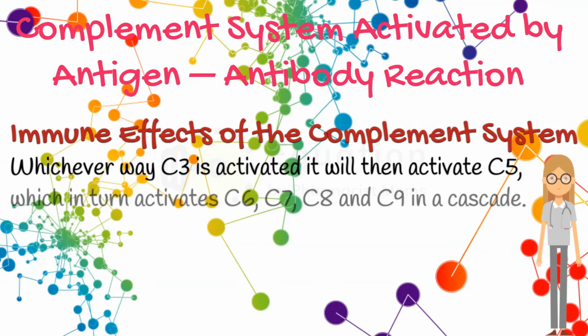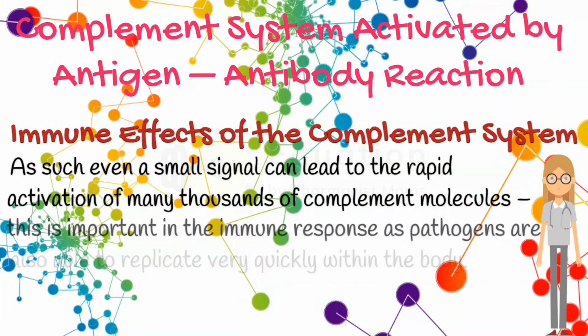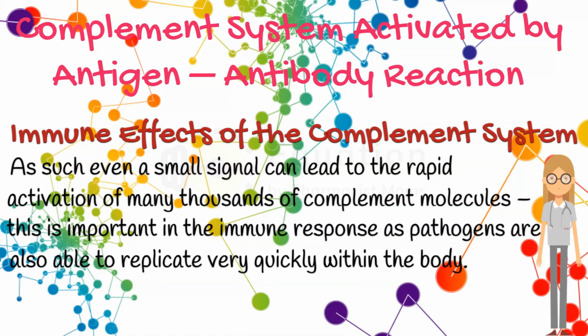Whichever way C3 is activated, it will then activate C5, which in turn activates C6, C7, C8, and C9 in a cascade. As such, even a small signal can lead to the rapid activation of many thousands of complement molecules. This is important in the immune response, as pathogens are also able to replicate very quickly within the body.